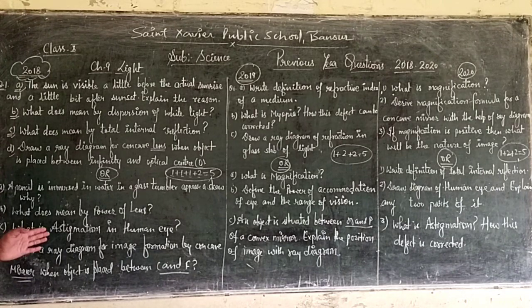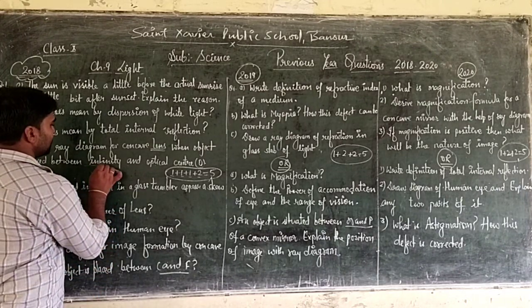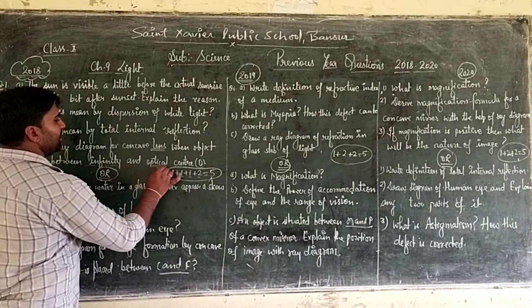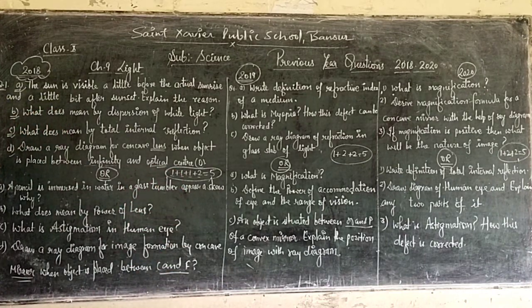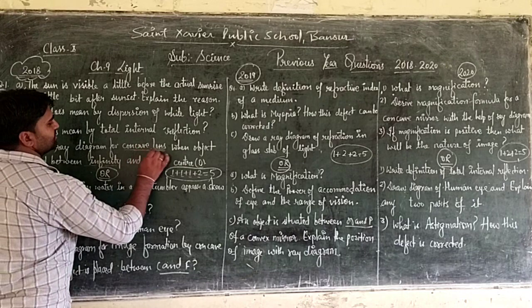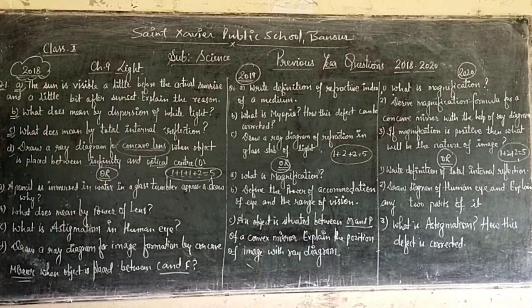And D is the diagram where the object is placed between infinity and the optical center, and it is for a concave lens. Similarly, downside you can see a pencil immersed in water. When we see it, it appears a little bit bent in the middle, as if it is a curve.